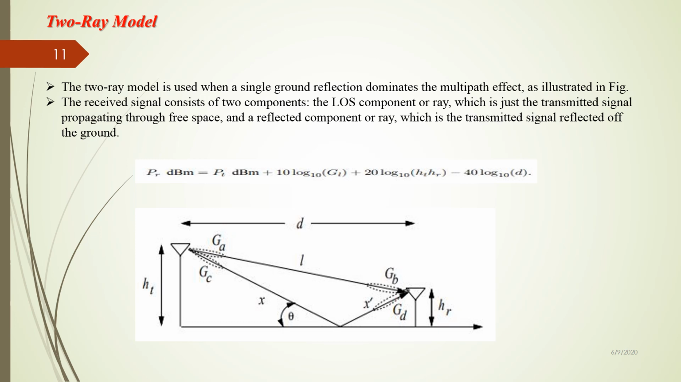So here I have taken one example. Here I have shown the two-ray model. There is one transmitting antenna and one receiving antenna, and the height of the transmitting antenna is greater than the height of the receiving antenna, and there is communication between the transmitter antenna and the receiver antenna using multiple paths. There is one path directly communicating between the transmitter and the receiver, and there is one non-line of sight path, which means the signal is reaching the receiver by reflecting off the surface.